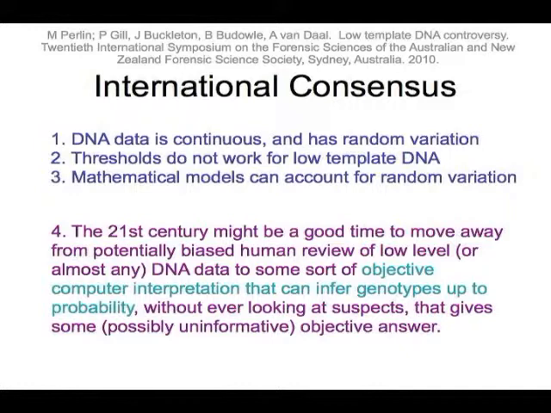Do you agree that DNA data is continuous and has random variation? Okay, you already agreed. Thresholds do not work for low template DNA. I think different people agreed for different reasons. Mathematical models can account for random variation. Unanimous consensus there. And the question of can objective computer interpretation inferring genotypes with probability be a good way forward for the next century? The answer was yes.